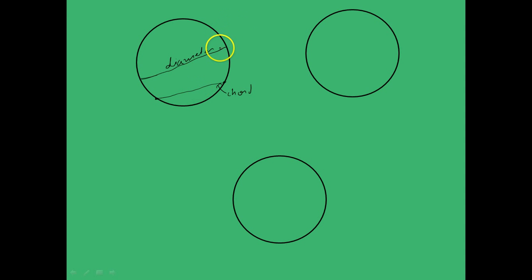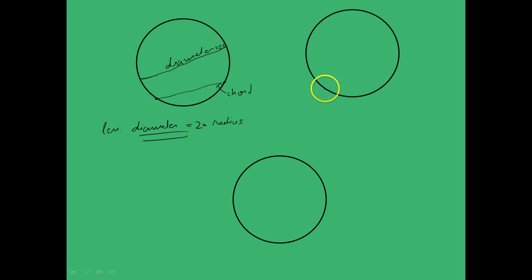And something else that is interesting is that the length of this chord or diameter is equal to 2r. That is, the length of the diameter is equal to 2 into radius, that is 2 times the length of the radius. That is an important property, or very important parameter, so to speak, of a circle.